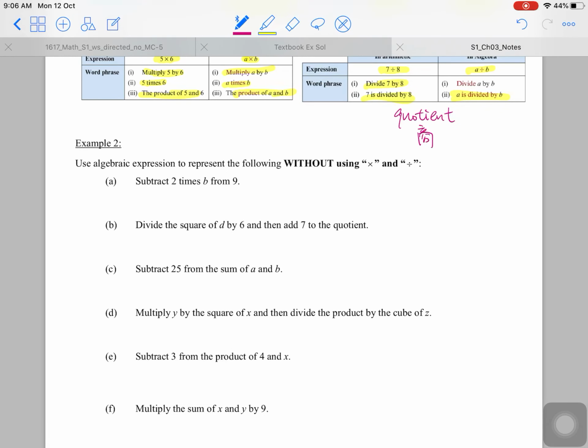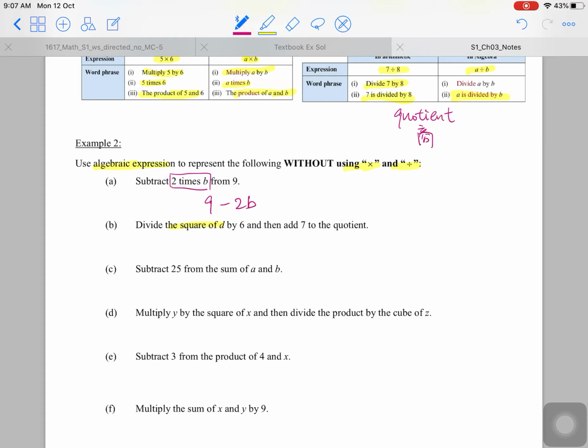Okay, we try to use the algebraic expression to represent the following without using multiplication sign and division sign. Algebraic expression 代數式啦。Okay, example 2a, look at it carefully. Subtract 2 times b first from 9. 應該咧係9減2乘 b. So it should be 9 minus 2b actually. Subtract 2 times b, that means 2b. Subtract 2 times b from 9. Subtract 後邊 from 前邊. So 9 minus 2b.